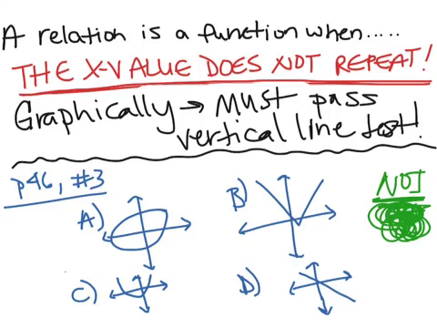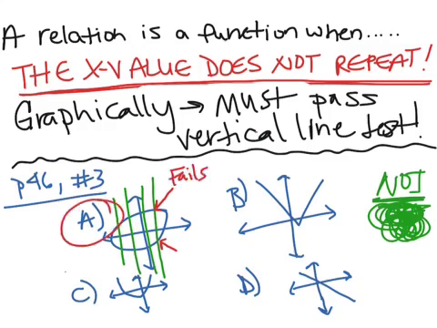In order to pass the vertical line test, every part of your graph can only hit each vertical line one time. So if we look at option A and I draw vertical lines in here, I notice that on every single vertical line, some part of that oval shape is hitting my vertical line more than once. I'm hitting it here, and I'm also hitting it here. So this fails the vertical line test, so it is not a function, so that would be my answer.